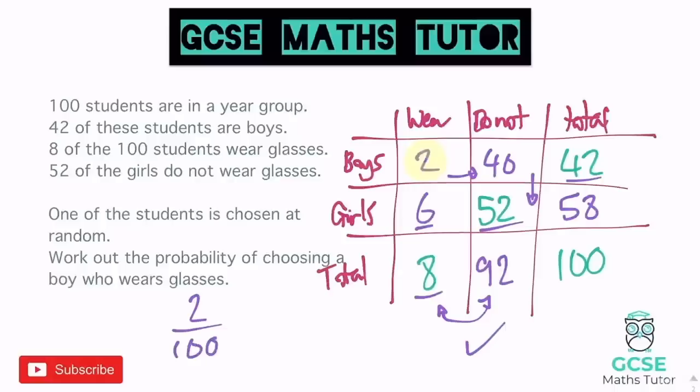You don't have to simplify that, but just a quick note, it could have said in the wording here, rather than saying one of the students, it could have said one of the boys. Now if it had said it, maybe it had picked one of the boys, then that would have been out of 42, so it would have been 2 over 42, but it just depends on what the wording says. So it does say one of the students, it doesn't dictate whether it's boys or girls, so it's out of 100.